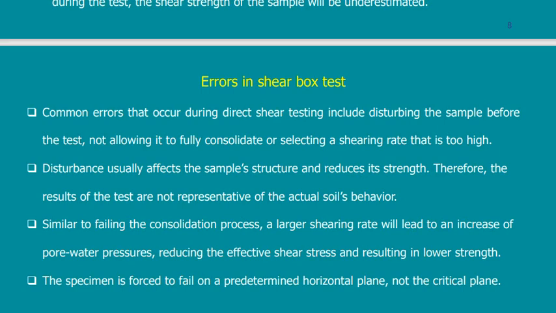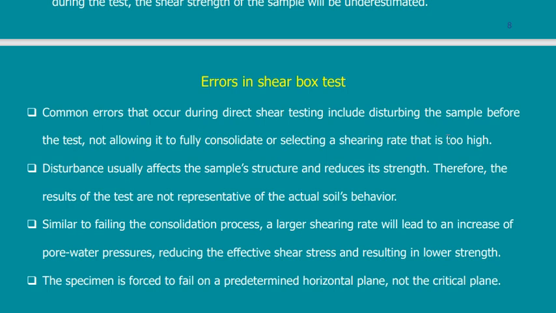Now this is an important part of the lecture. It says, what are the errors in this shear box testing. These are very important. Common errors that occur during direct shear testing include disturbing the sample before the test, not allowing it to fully consolidate, or selecting a shearing rate that is too high.